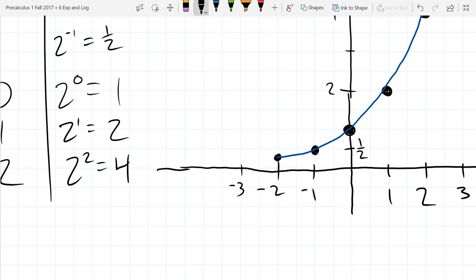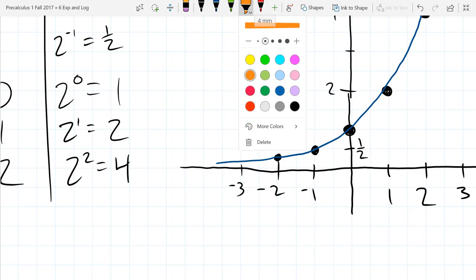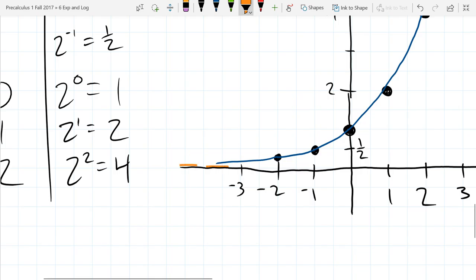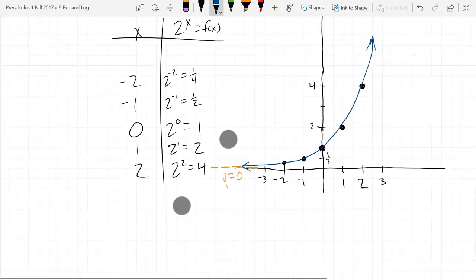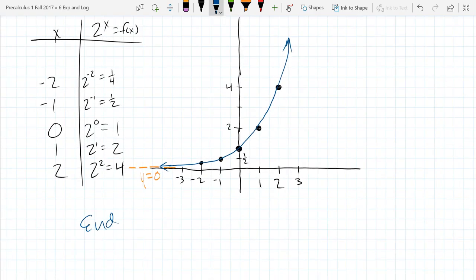What happens if I keep going to the left? If I used negative 3, I would get a positive y value, but it would be even smaller. It would be 1/8. That's right. So we get close to 0, and we can draw that in like this. Now, when we get closer and closer to 0, that's a horizontal asymptote. So we'll draw that in. I'm going to use orange for my y equals 0 horizontal asymptote.